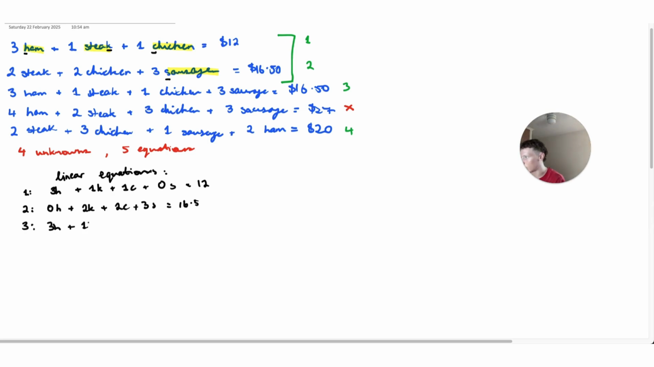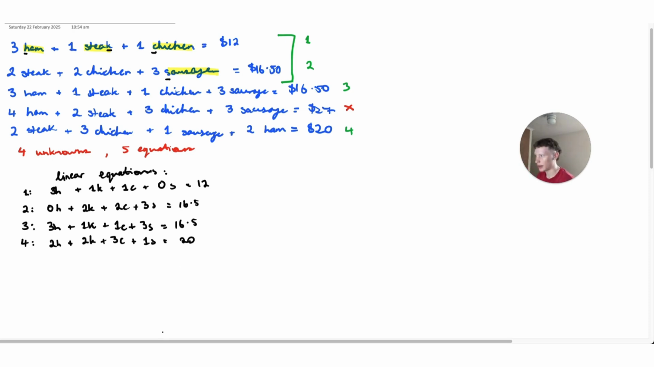Equation 3 is 3H, 1K, 1C, 3S, which is also 16.5. And then we're skipping 4. Equation 4 is a little bit out of order, but 2 ham, 2 steak, 3 chicken, 1 sausage, and that's 20.